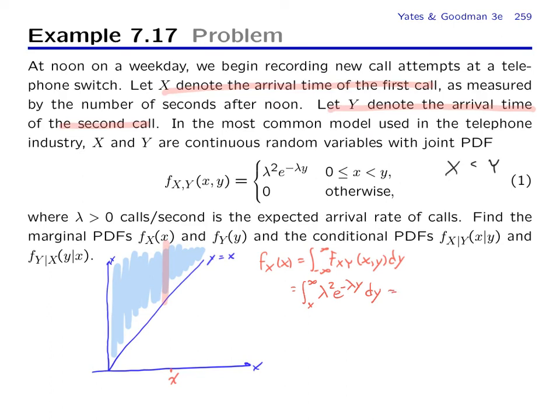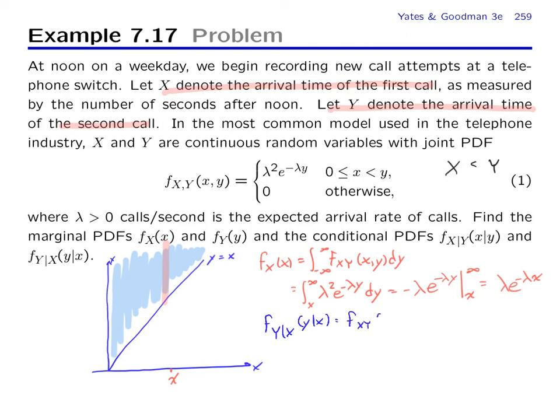And this is actually pretty simple. This is minus lambda e to the minus lambda y from x to infinity, and we obtain lambda e to the minus lambda x. So we see that in fact x is exponential with parameter lambda. Now we can write down the conditional PDF of y given x. This is for all x greater than or equal to 0.